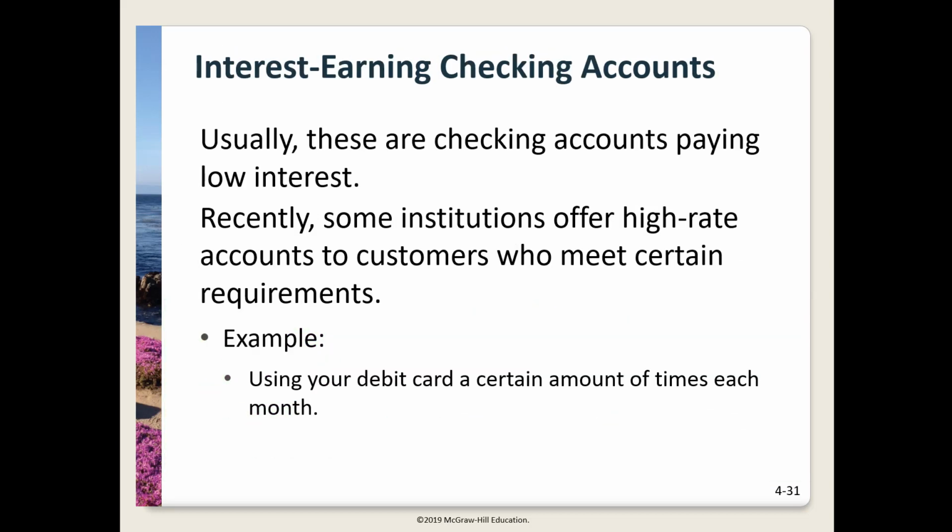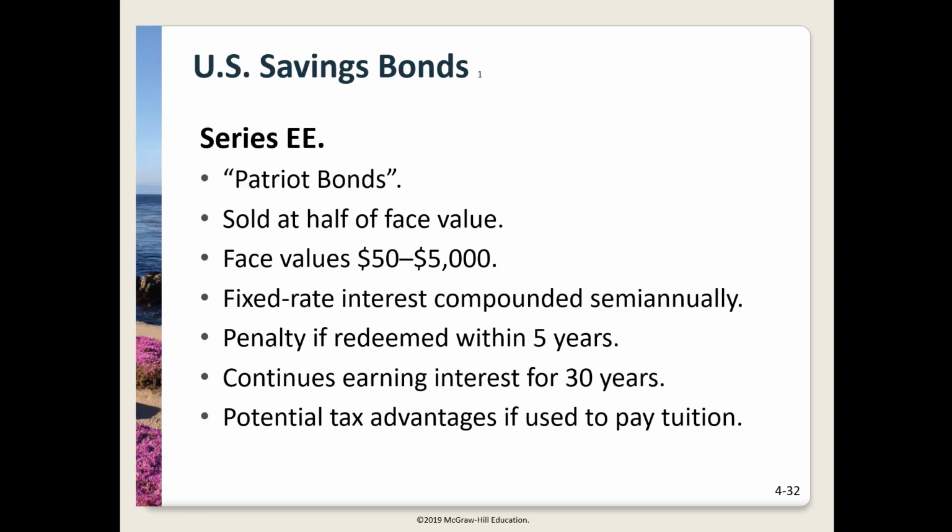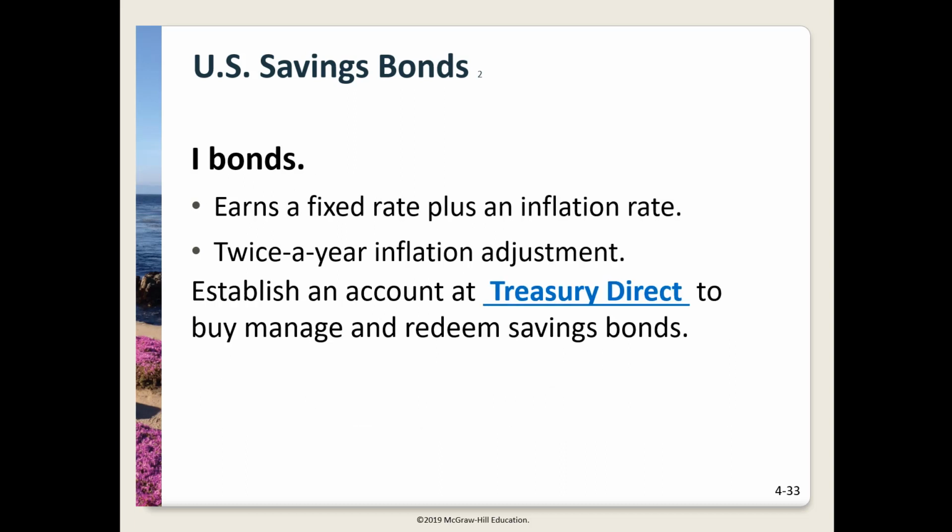Many banks also offer interest-earning checking accounts, though these typically require a minimum balance at all times. U.S. savings bonds, frequently bought as gifts for children. These are the original zero-coupon bonds. They're sold at half of face value, very low minimum, they pay a fixed rate, and they earn interest for up to 30 years. I-bonds are indexed, paying a fixed rate plus an inflation premium adjusted twice a year.